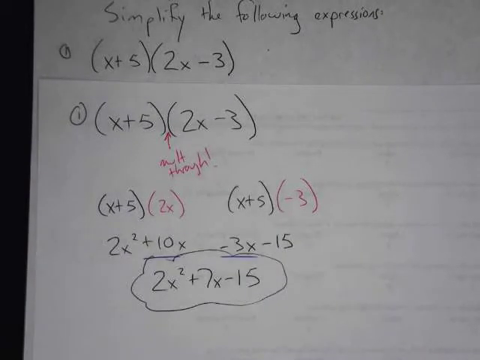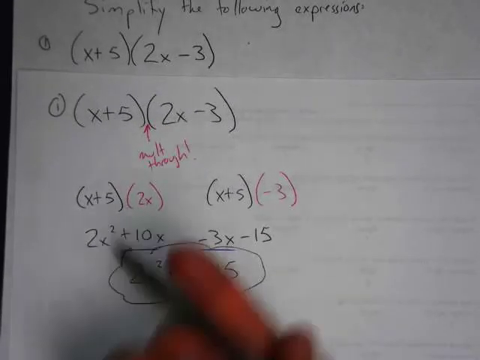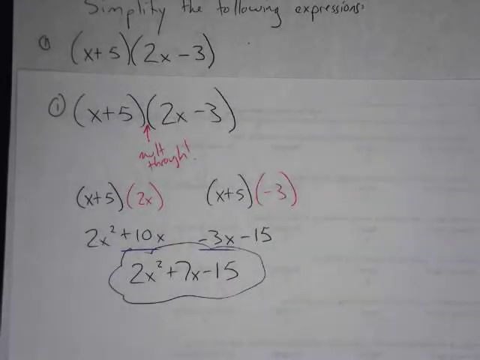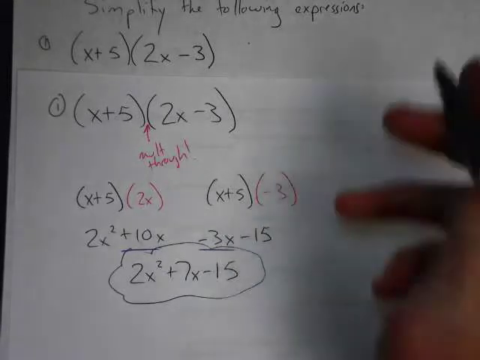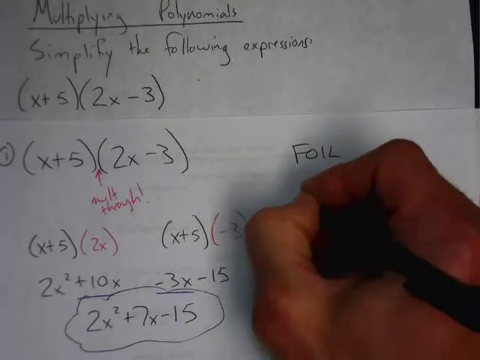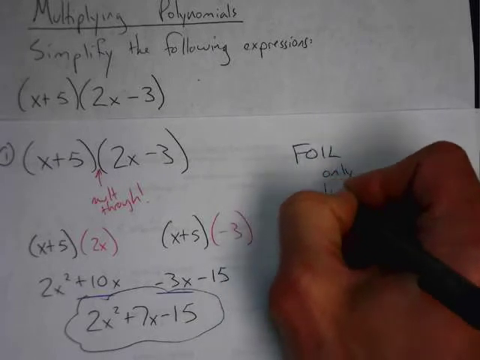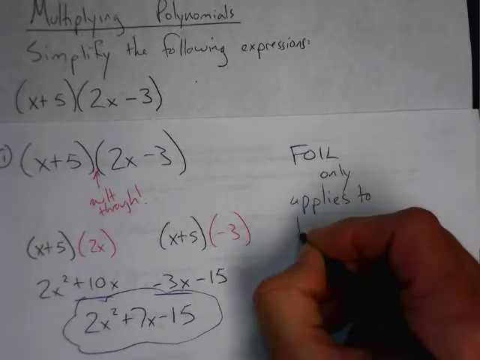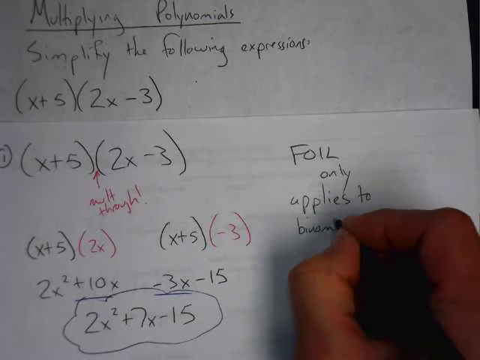And the other method, I don't like the acronym FOIL. I really don't. Because it only applies to two binomials. What I have shown you thus far applies to absolutely anything. The last method, that FOIL method, I don't like because FOIL only applies to binomials. And I don't like that. I don't like restrictive processes.